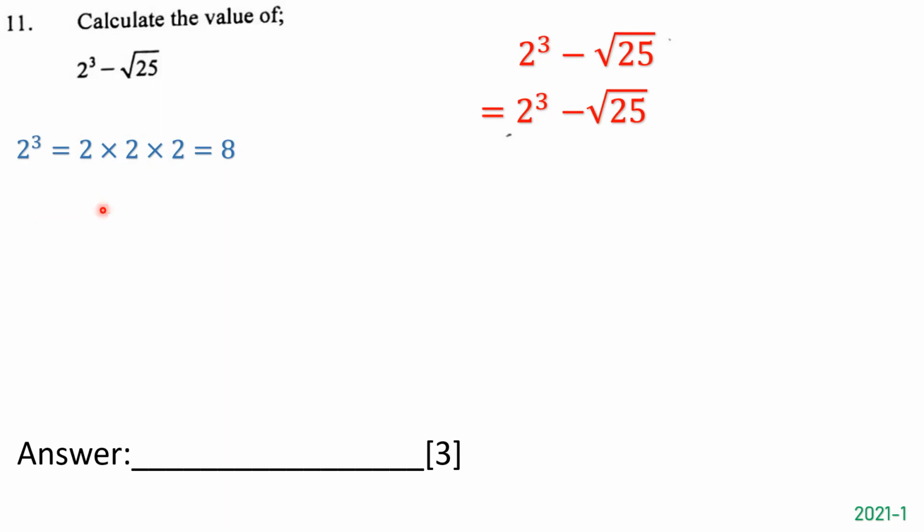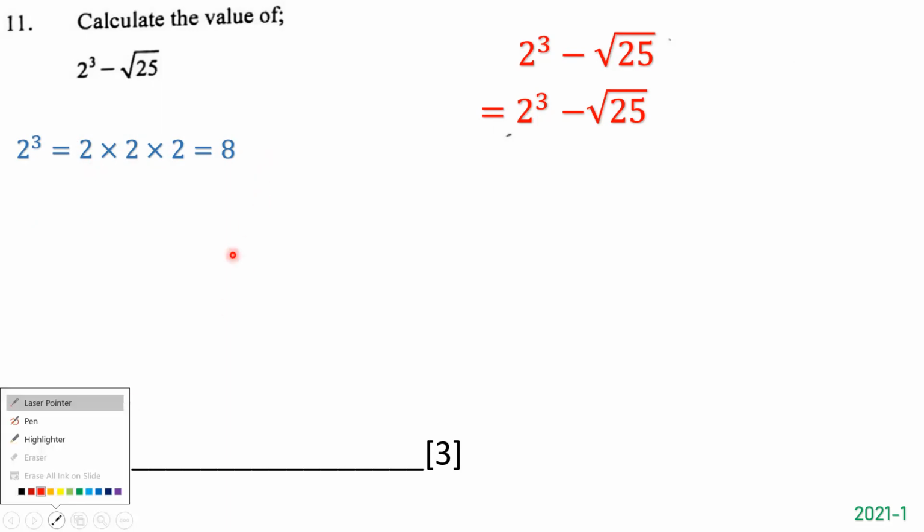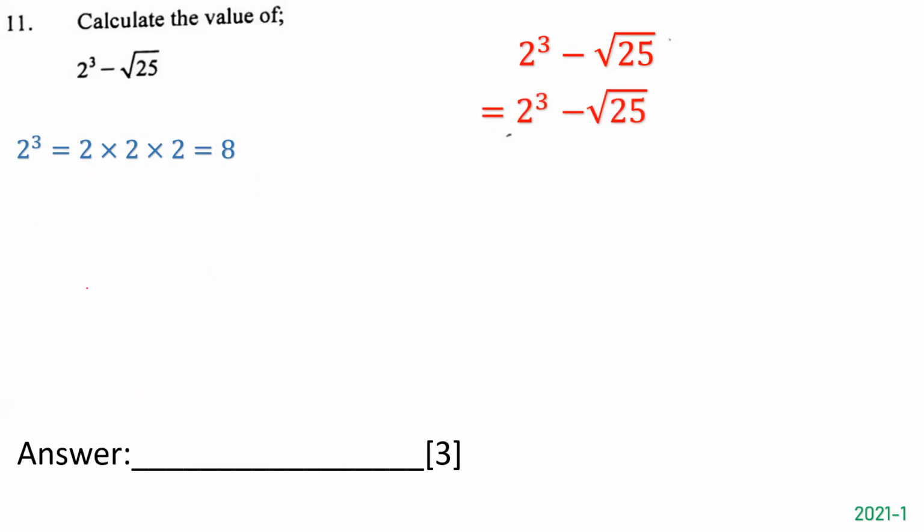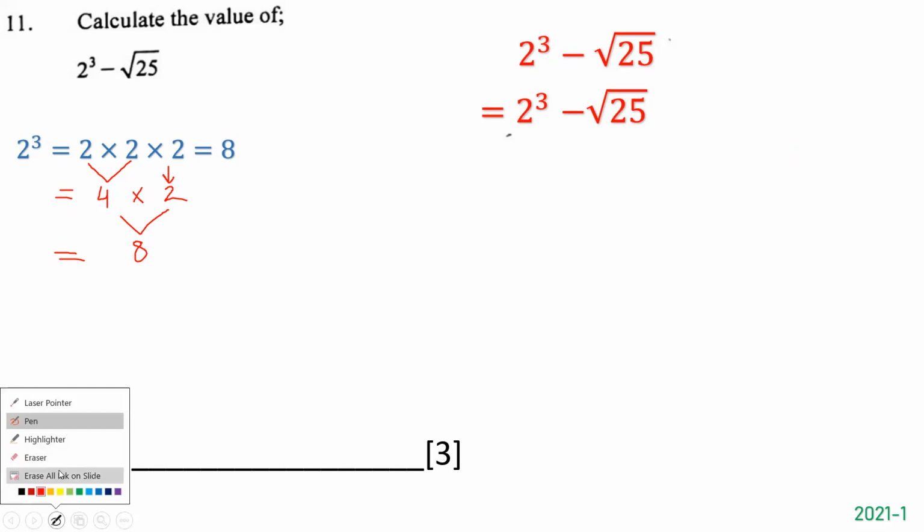5 equals 25. It's very important to note the way we got 8. Notice carefully, we have 2 times 2, and 2 times 2 is 4, and then we bring down the 2, so we have 4 times 2. And what is 4 times 2? 4 times 2 is definitely 8. And so that's how we got 8. 2 times 2 is 4, and then 4 times 2 is 8. So 2 to the third power means 2 times 2 times 2, which is 8.